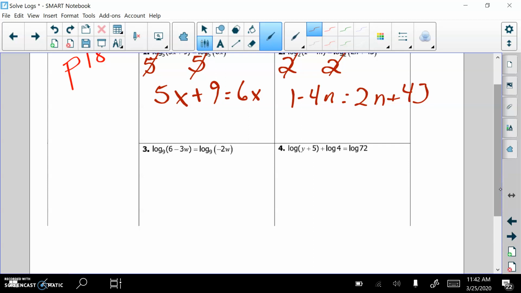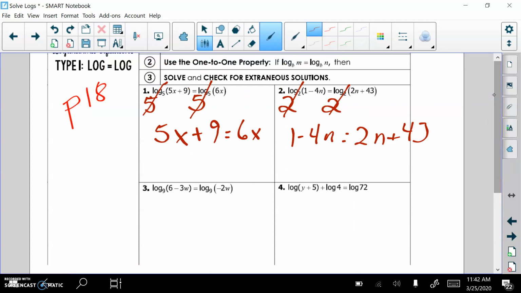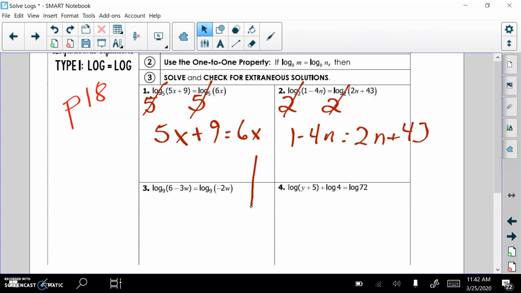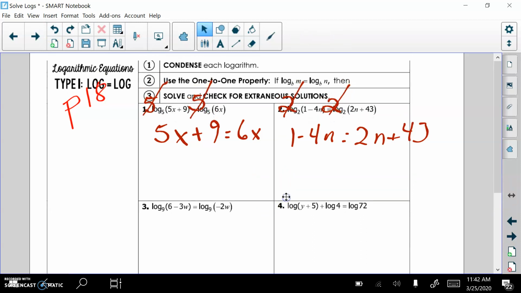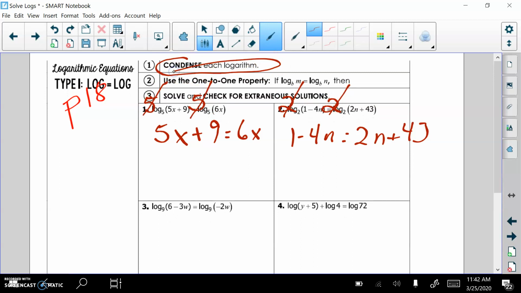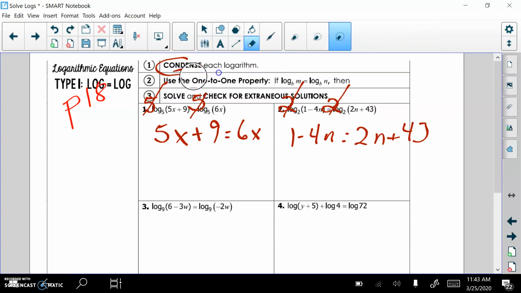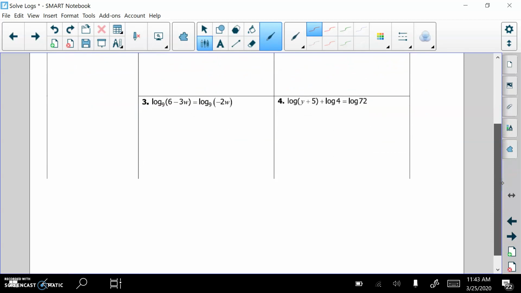So number 4. Now number 4, you're going to have to remember your log rules. So a couple of things. Again, log without a base is understood to be log base 10. But if you notice in the instructions that I seem to have cut off, you need to condense each logarithm. And that is something we did almost a month ago. So if you've forgotten it, no big deal. I'm about to remind you.